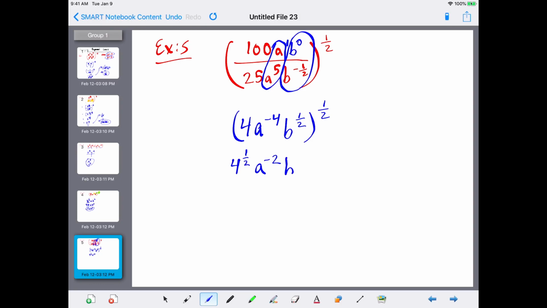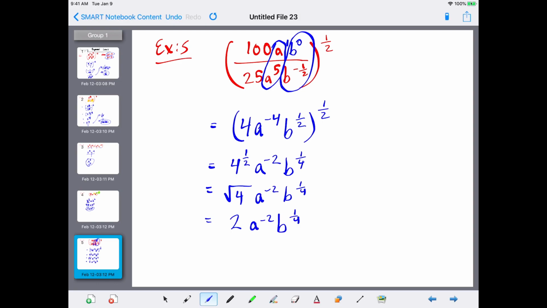And then we have b. What's 1/2 multiplied by 1/2? Again, you multiply the numerators and multiply the denominators when you're multiplying fractions. So we get 1/4. Now we can simplify this a little bit more. We know that 4 to the exponent of 1/2 is the same thing as the square root of 4, which we know is equal to 2. So 2a to the -2, b to the 1/4.